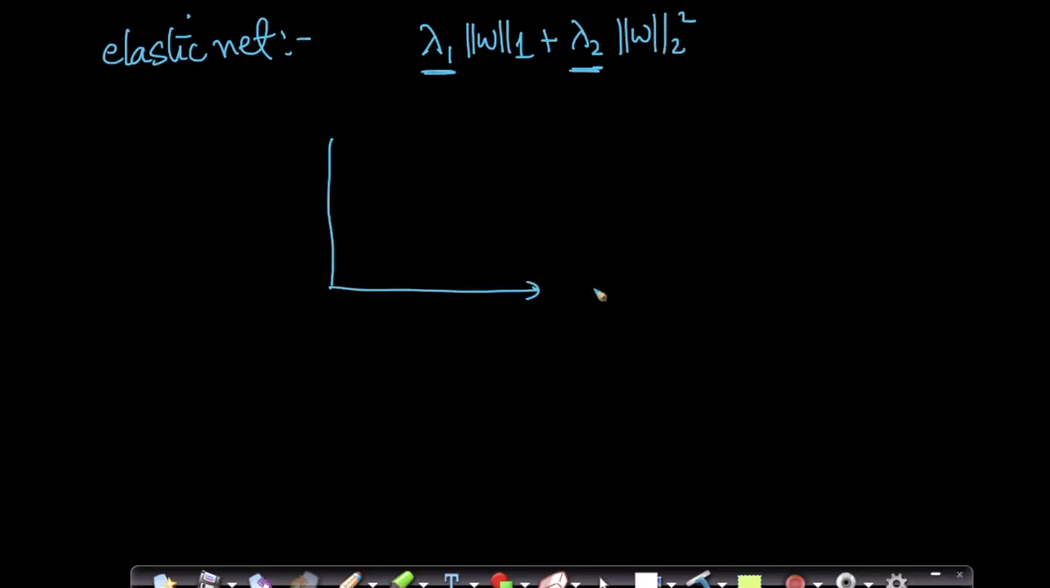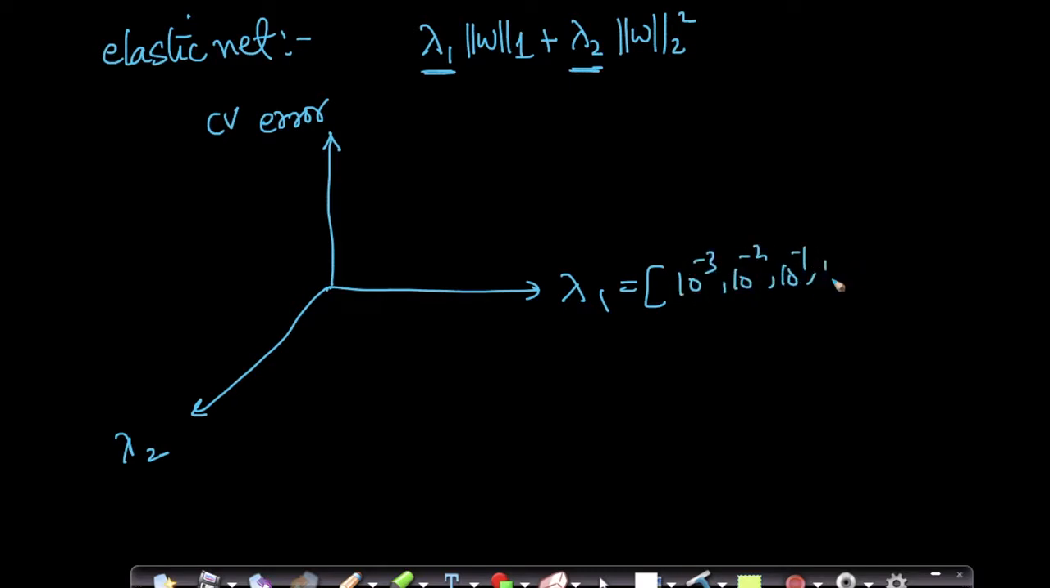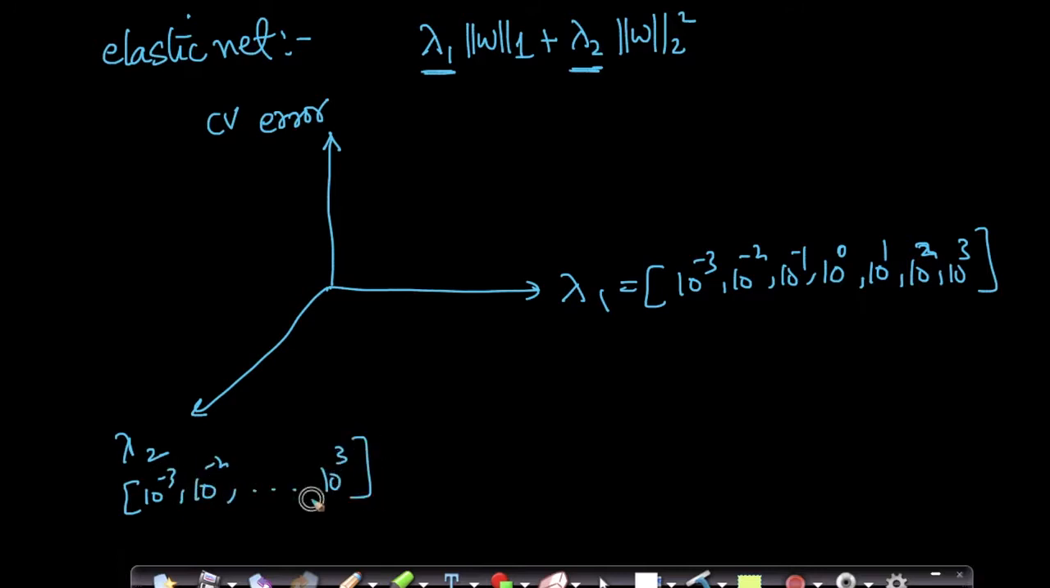What I do is simply this. I take values of lambda 1. I also take values of lambda 2. And I'll measure my cross-validation error as I change lambda 1 and lambda 2. For lambda 1, I'll take values from 10 power minus 3. Let's say I'm taking these values: 10 power 0, 10 power 1, 10 power 2, and 10 power 3. Similarly, let's assume lambda 2 also I'm taking values between this up to 10 power 3.